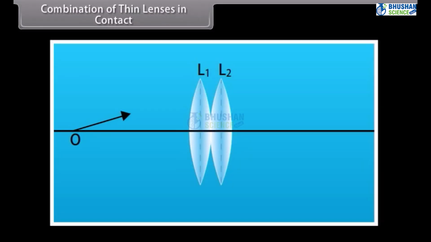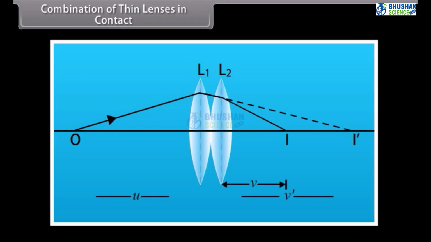Combination of thin lenses in contact. Suppose two thin convex lenses L1 and L2 are placed in contact in such a way that they have the same common axis. The focal lengths of the lenses are f1 and f2 respectively, and the medium is the same on both sides of the lenses. O is a point object on the principal axis at a distance u from the first lens, L1. The lens L1 deviates the rays towards I. That is, I' is the image formed by the first lens, L1 alone.